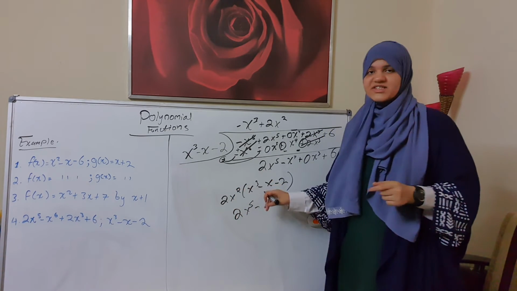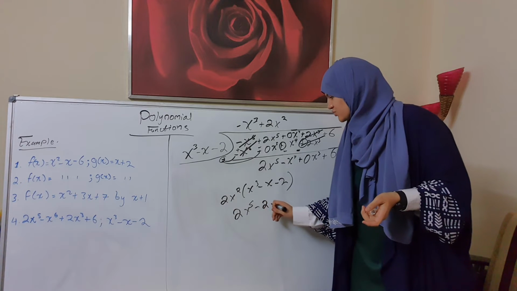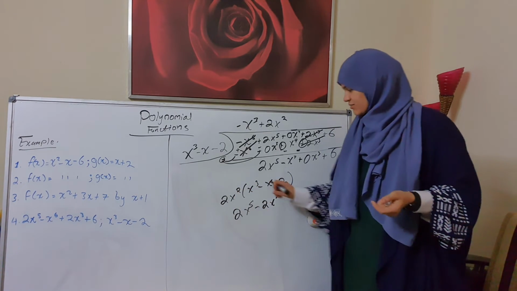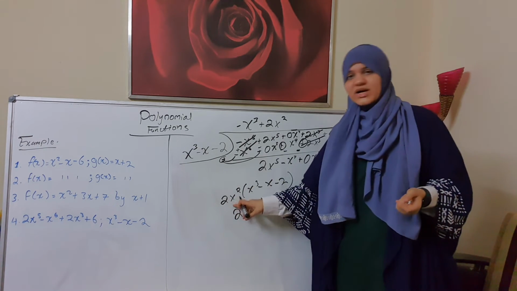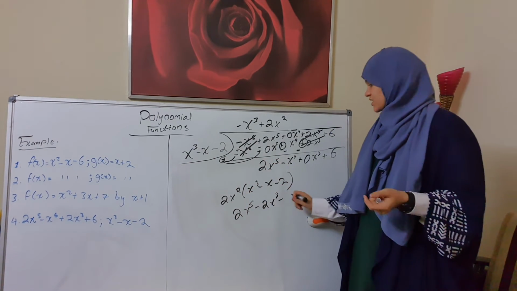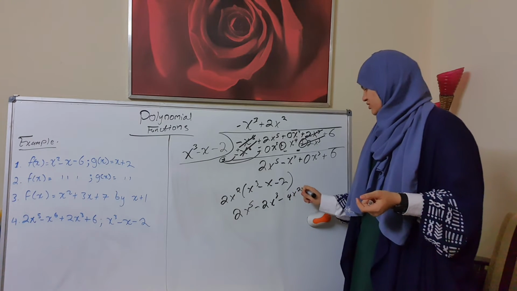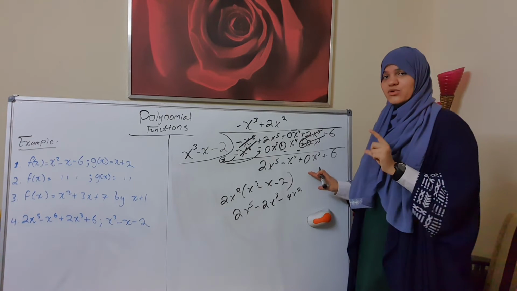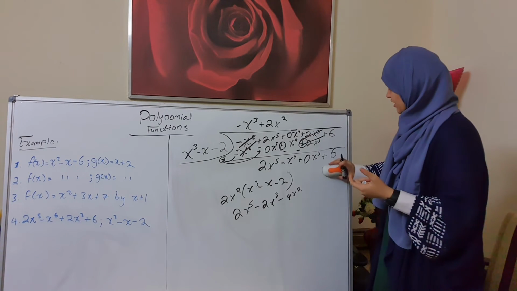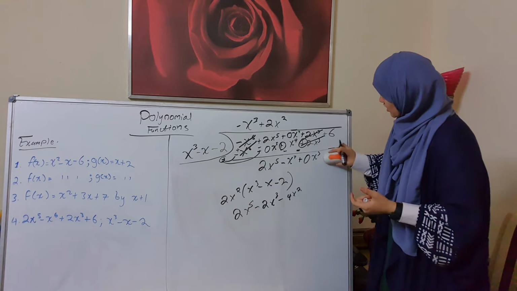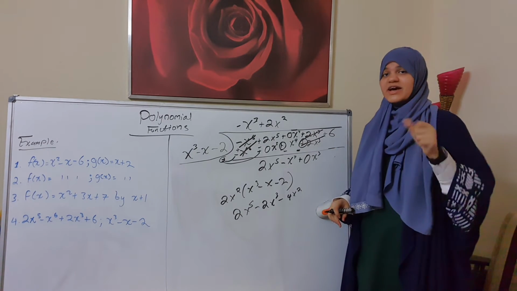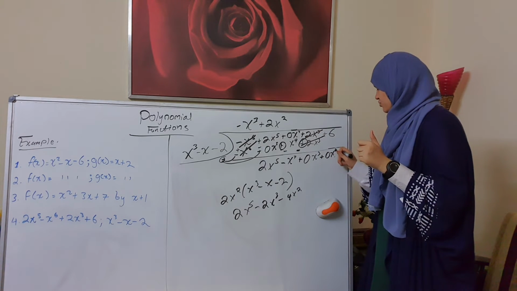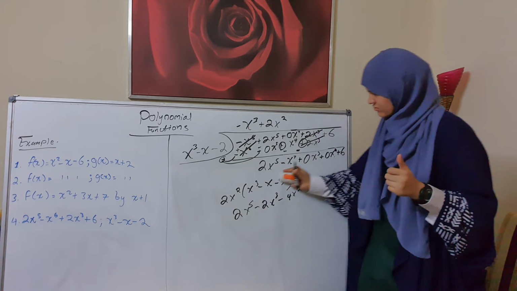2x squared times negative x is equal to what? Negative 2x cubed, because 1 plus 2 is 3. Then 2x squared times negative 2 will be negative 4x squared. But because we don't have x squared here, we'll put 0. For example, before the constant, where is the place of x squared? After x to the power of 3, right? So here it will be plus 0x to the power of 2 plus 6. Okay?